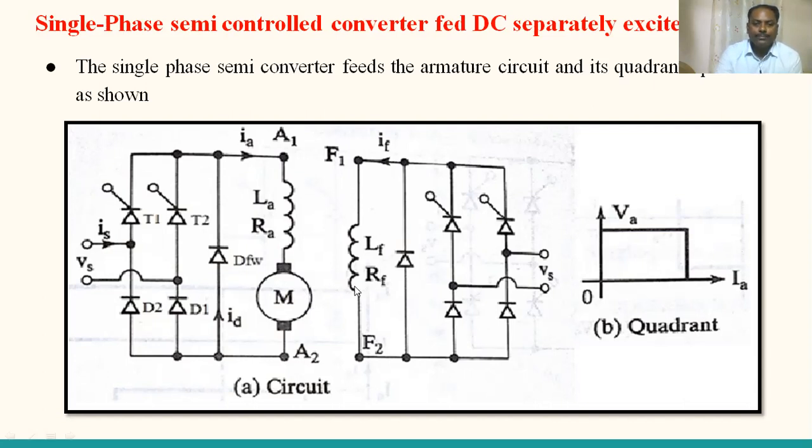So you see here, all these parameters: average output voltage, average output current, IF field current, LF field inductance, RF field resistance, F1, F2 the field terminals, Vs the source voltage for the field circuit, like that. All the parameters are described here, and the principle of operation is going to be explained in the next slide.